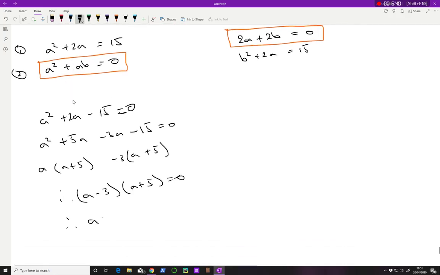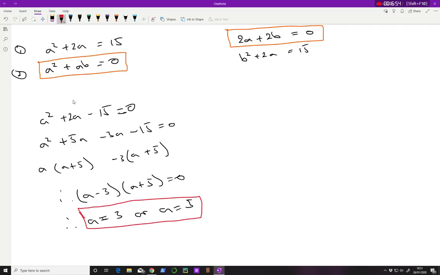So a equals 3 or a equals 5 as two possible answers. And then when you substitute a equals 3 or a equals 5 into any one of these, you get b. You get b coming out as b equals minus 3 or minus 5. The solution actually says that a equals 3 and b equals minus 3.